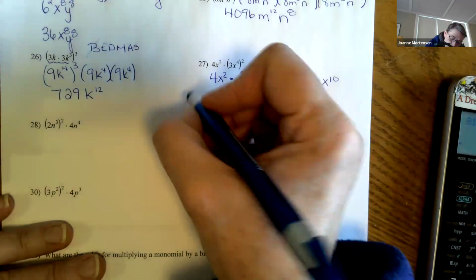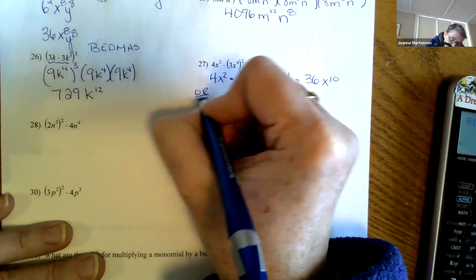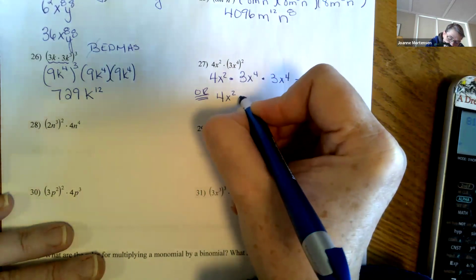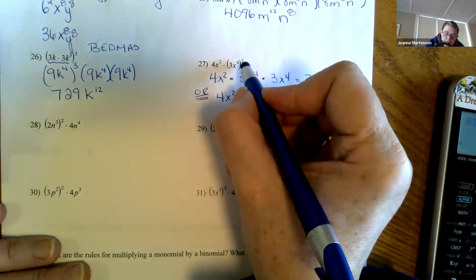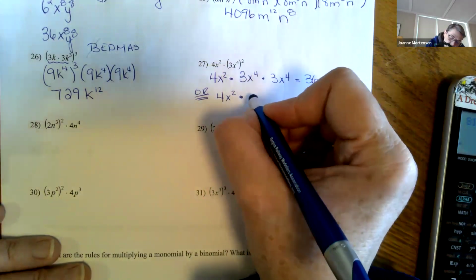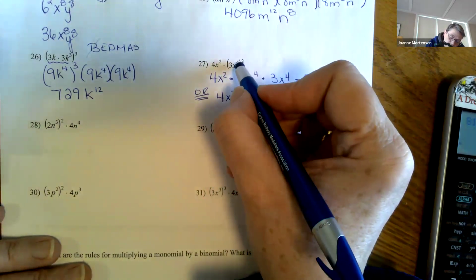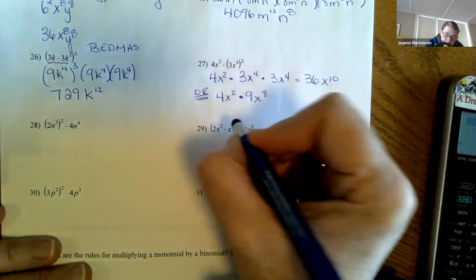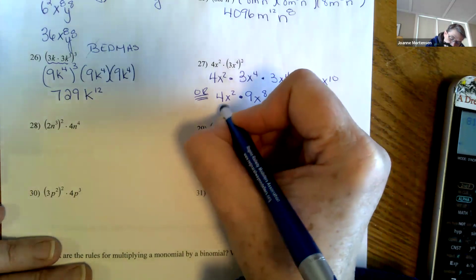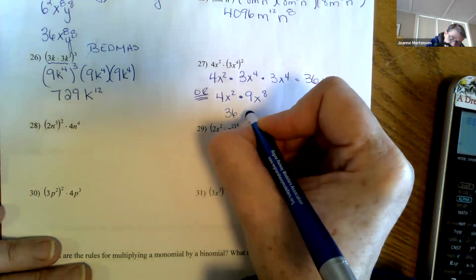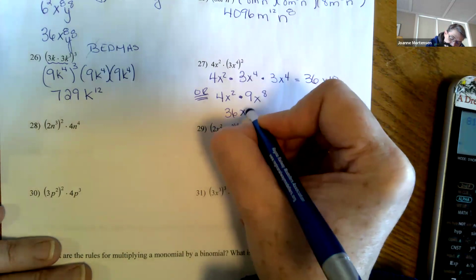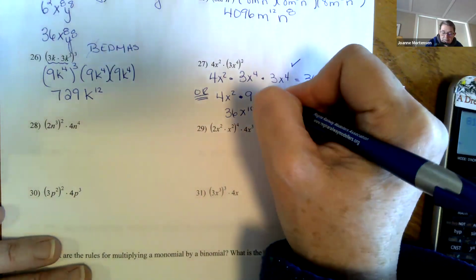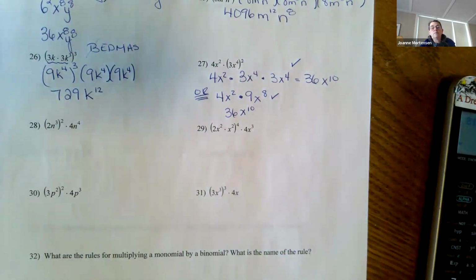If you wanted to, you could have done 4x squared times, and then do the exponent part. So 3 squared is 9, and x to the fourth squared is x to the 8, which is 36x to the 10. This is completely right. We got the same answer. It doesn't matter.